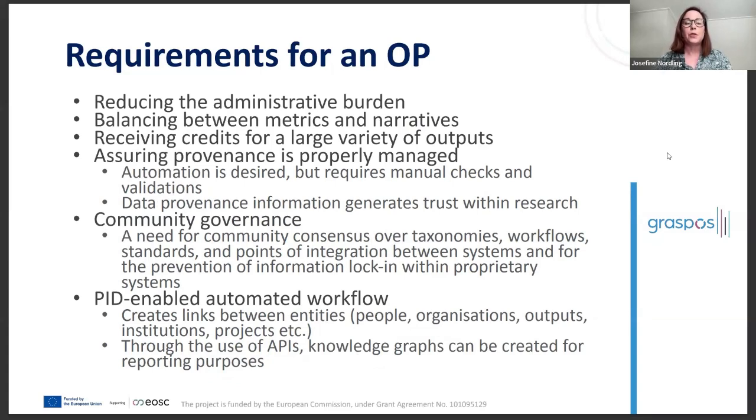It is also important to assure provenance in all aspects, which in turn fosters trust. So there needs to be a balance in place between the automated processes, obviously, and manual checks. So we cannot automate everything and just have it fixed through that. There is also an urgent need to involve the communities in the work to reach consensus when it comes to, for example, working on taxonomies, workflows, and standards. PID-based automated workflows are also important, which allow linking between the research objects, such as between people, between organizations and outputs, etc. And lastly, using APIs makes it possible to retrieve information for creation of, for example, knowledge graphs.